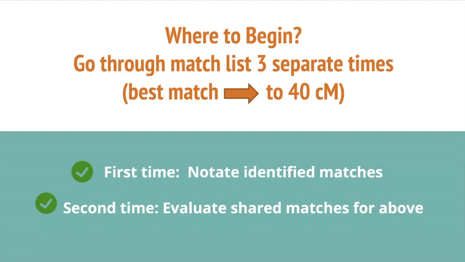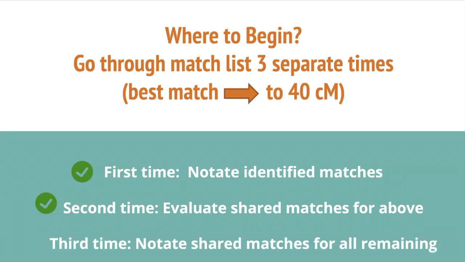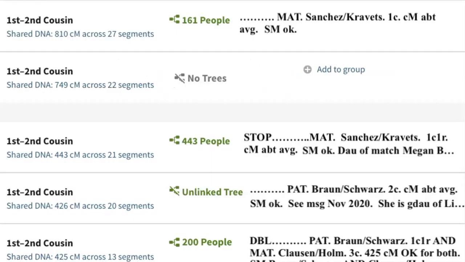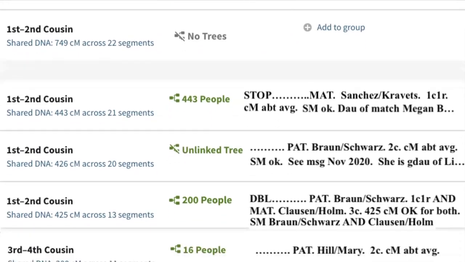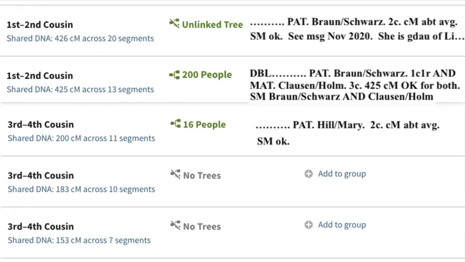Okay, you just have to trust me that I finished the second run through Glenn's match list and we're done with that. We don't have time to work through every single one of these. We're going to start our third time through the matches, in which we go back and add a note for all the remaining matches we haven't touched yet. And you can see from looking at Glenn's overall match list, that's quite a few people.